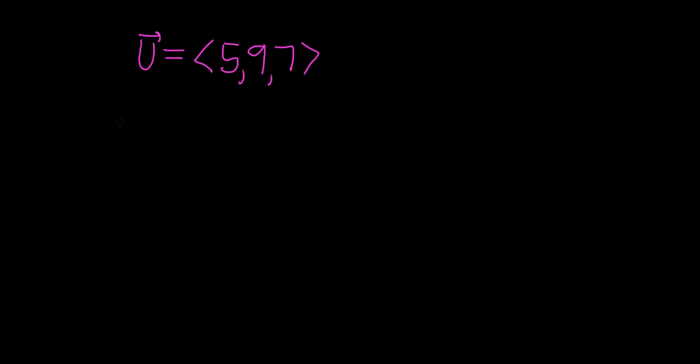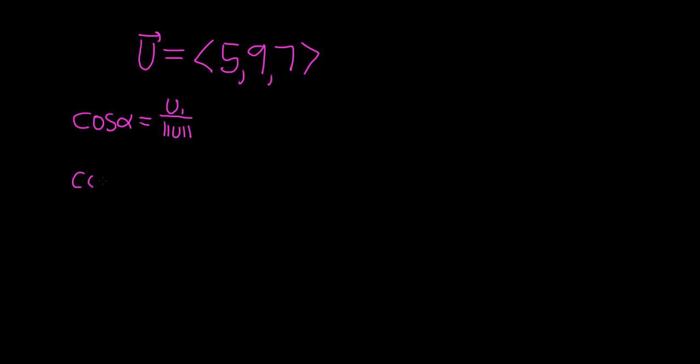In this problem, I'm going to compute the direction angles of this vector u. So recall that the formula for the direction angles is given by the following. The cosine of alpha, this is the first direction cosine, is equal to u1 over the magnitude of u. So you use this to find alpha, which is your first direction angle.